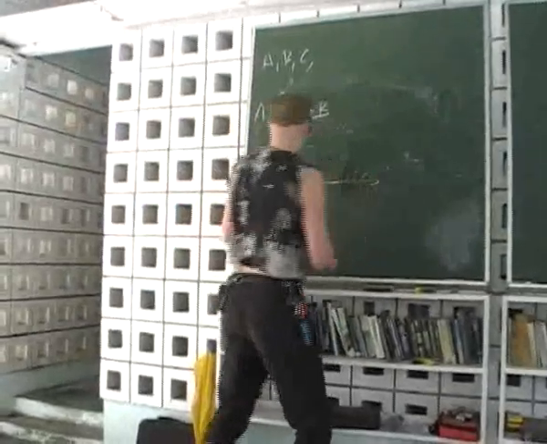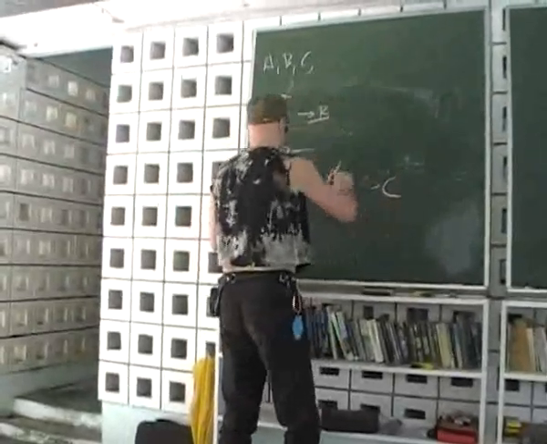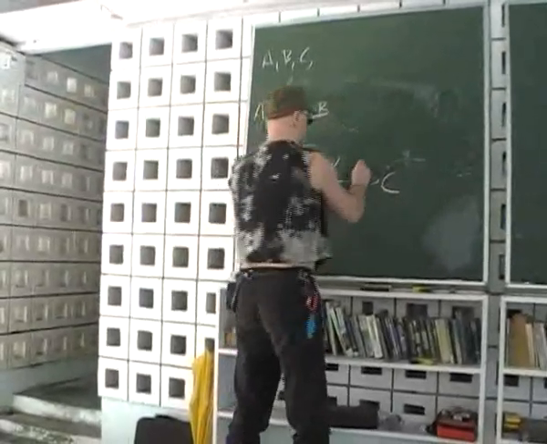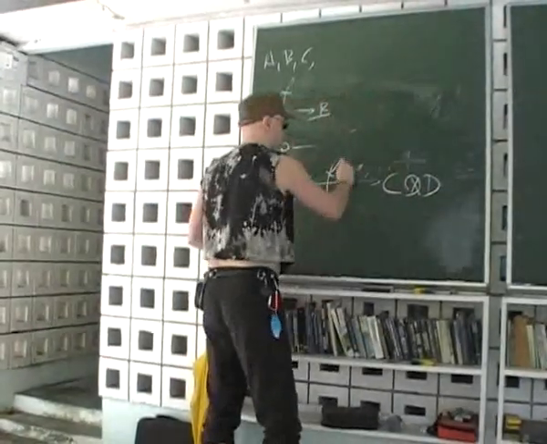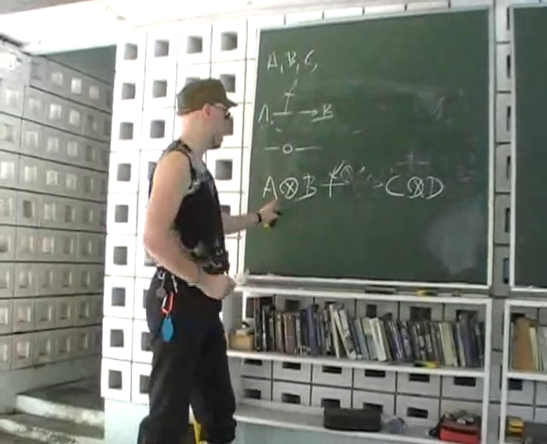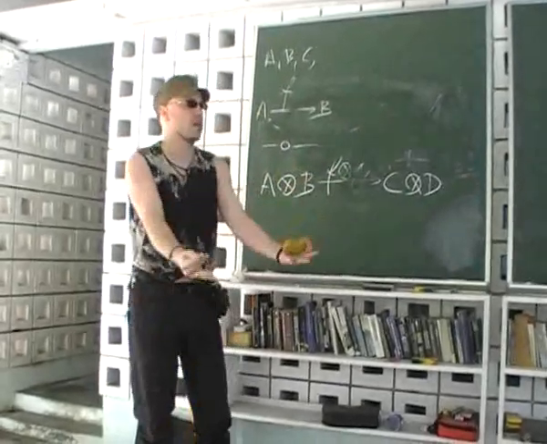Obviously, if I have process F from A to C and process G from B to D, then I can also think of process F on A and process G on B happening at the same time.